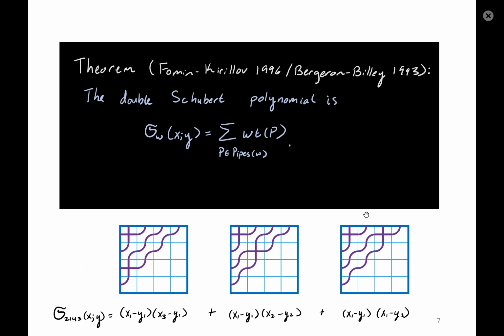Okay. So the theorem, due to Fomin and Kirillov, who did this double version, but also Bergeron and Billey, who wrote pipe dreams first in this grid configuration: the double Schubert polynomial is a sum over pipe dreams that trace out your permutation w. For instance, in the case of 2, 1, 4, 3, there are 3 different pipe dreams that trace out that permutation. We get 3 different products of binomials, and we just add them all up together. If you care about single Schuberts, you just set all the y's equal to 0, and you get a perfectly lovely formula for single Schubert polynomials.